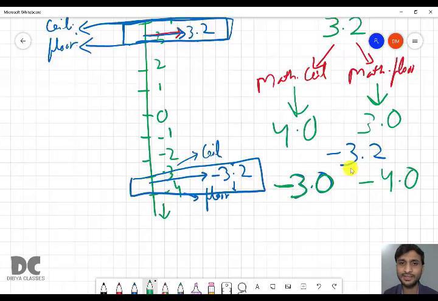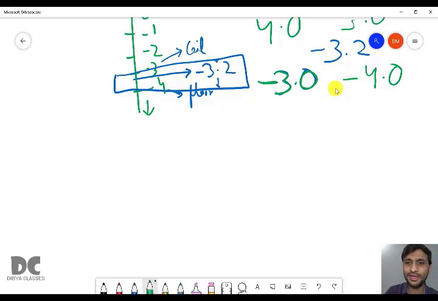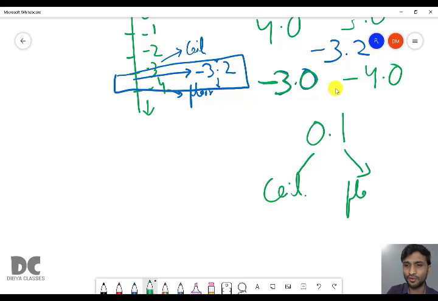Then we'll take another example. So we have 0.1, ceil and floor.